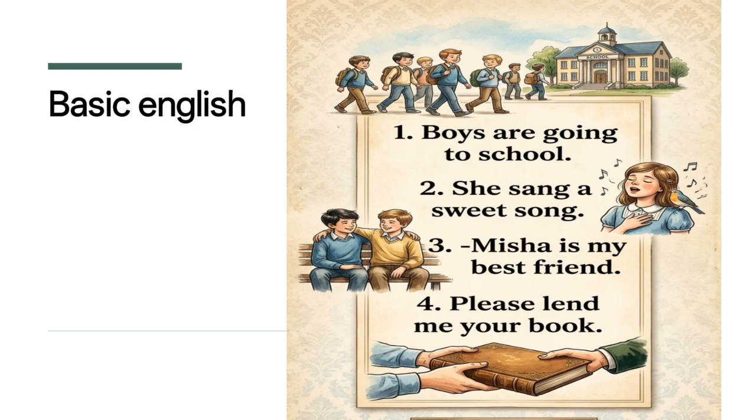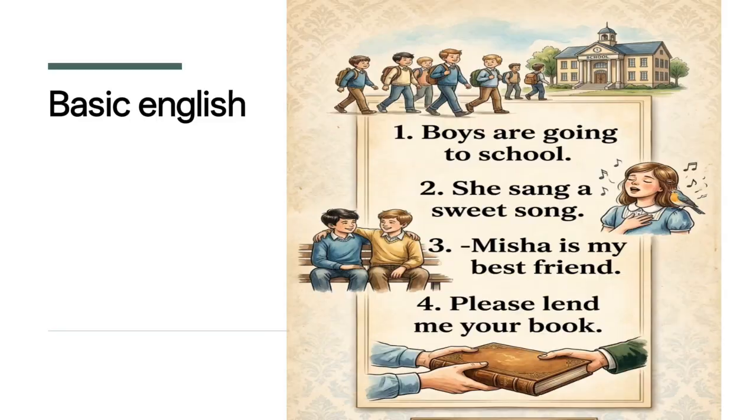A sentence is a group of words making complete sense. That means it should convey the feeling of the narrator. Look at the following group of words. Boys are going to school. She sang a sweet song. Misha is my best friend. Please lend me your book. These groups of words make complete sense. That's why they are sentences.